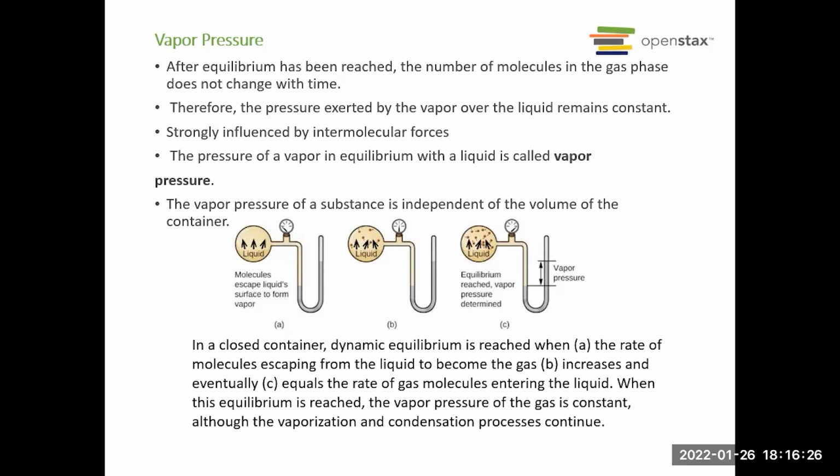Okay, so if that's the case, the number of molecules that are going into the gas phase is going to be the same. It's not going to change over time, because it's going to be in equilibrium. So they should cancel each other out. The ones that are going up and the ones that are going down should be canceling each other out. So the vapor pressure over a liquid is going to remain constant, a constant value, and again, this is going to be influenced by the intermolecular forces.